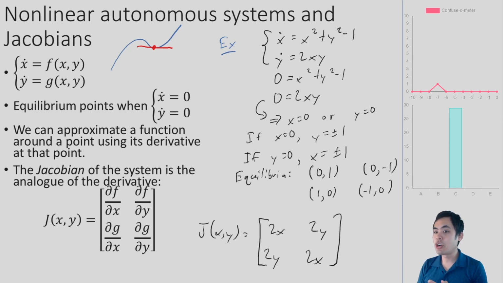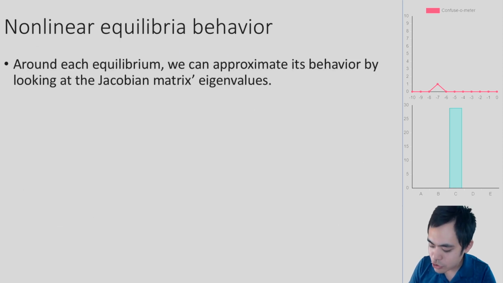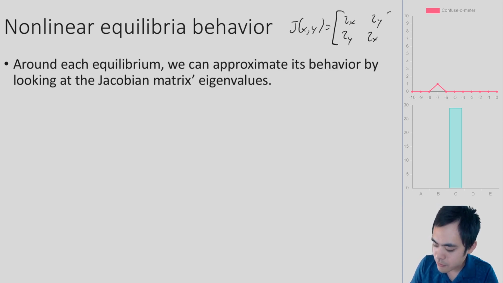Okay, so now we have the Jacobian matrix. We can understand the behavior around each of the equilibria by just looking at this Jacobian matrix for that particular point. And we can approximate the behavior by looking at this matrix's eigenvalues. So let's make that a bit more concrete. We have the Jacobian matrix, J(x, y) equal to [2x, 2y; 2y, 2x].